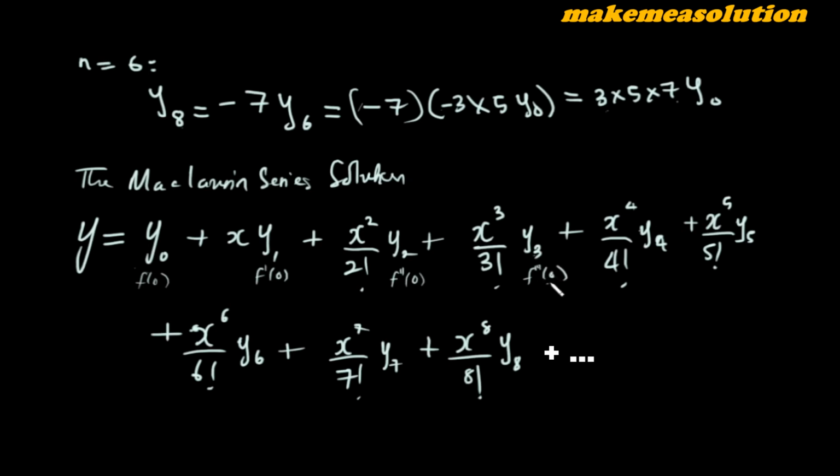That's the same way I want you to see it, okay? So this, your y0, you're going to see it as f of 0. This, your y1, is f prime of 0, and so on and so forth. y4 is the fourth derivative of 0, and so on and so forth. This is the 8th derivative at the point 0.